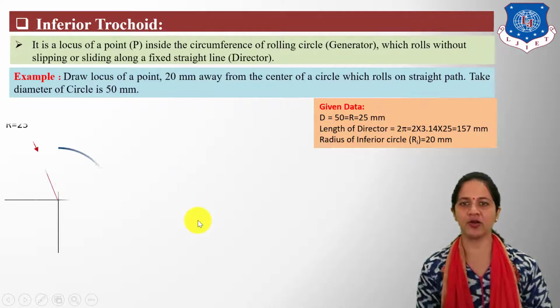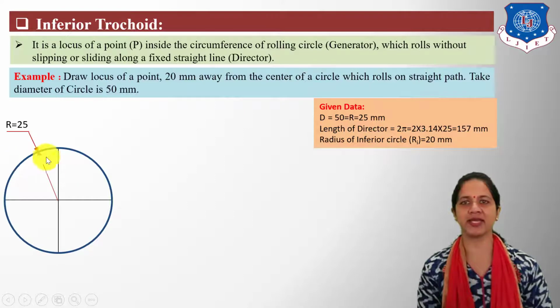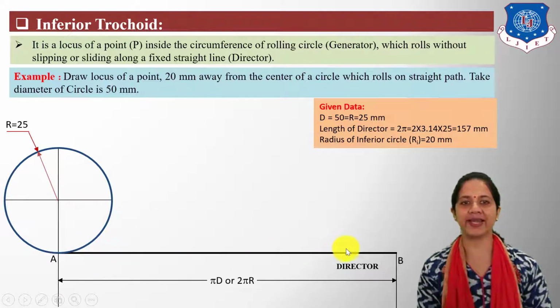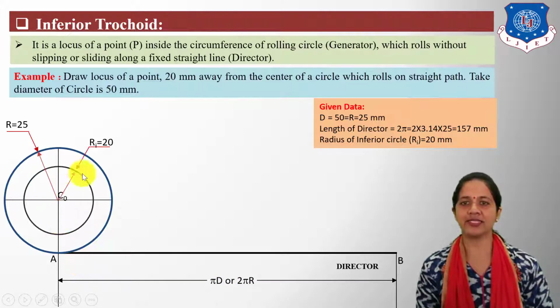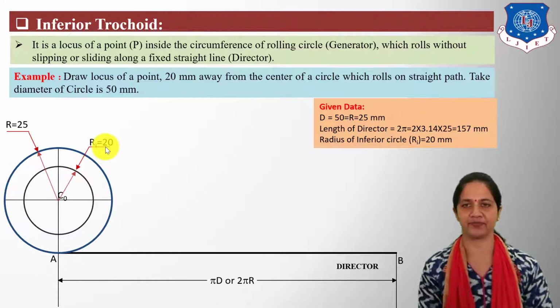So first draw the 25 mm radius rolling circle. Next draw director AB from the bottom point of the rolling circle and take the length of director equal to pi d or 2 pi r. Next draw the inferior circle. Take the radius of the inferior circle equal to 20 mm.